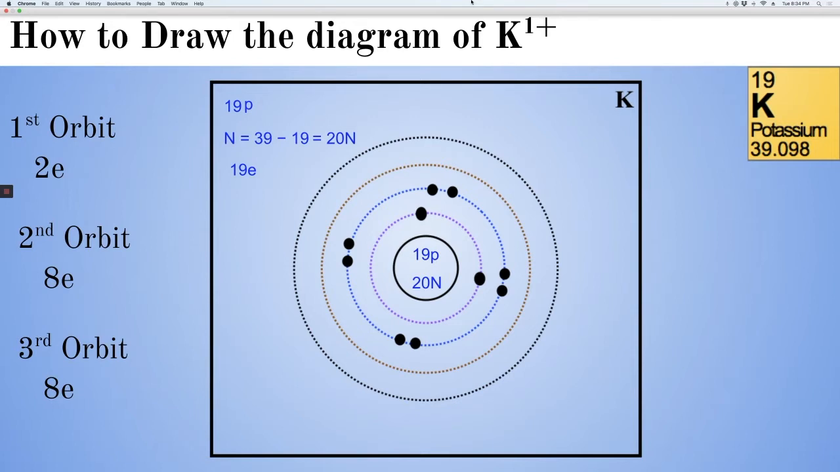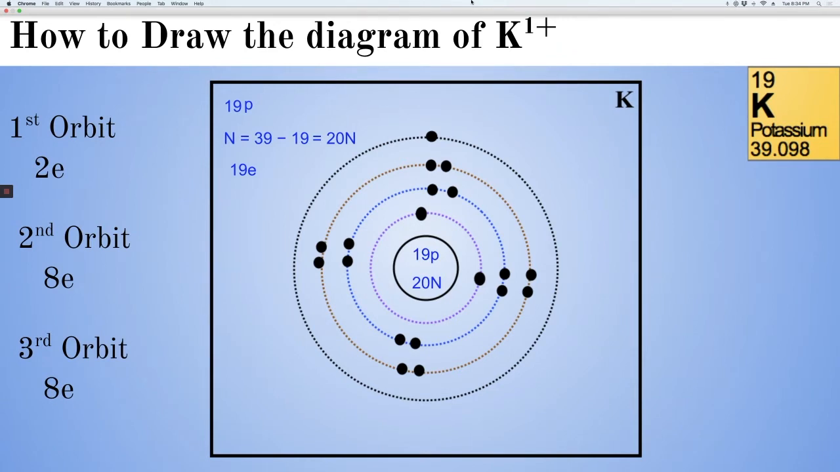I need 19, so I need 9 more. I'm going to place 8 electrons in the third orbit for a total of 18. And I'm going to add another one in the fourth orbit for a total of 19. So this is the diagram of the potassium atom.